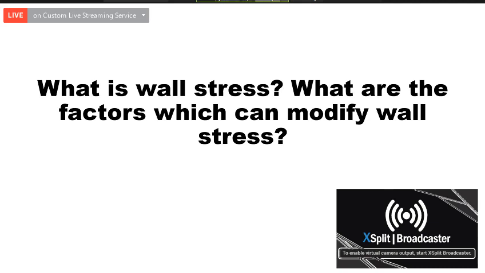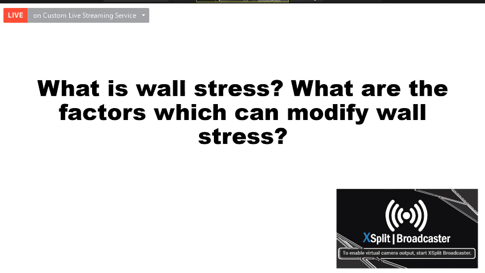And what are the factors which can modify wall stress? These are all interrelated: afterload, wall stress. And also you should know what the factors are which modify the wall stress. The thickness and the cavity of the chamber, the diameter of the chamber, so radius, and thickness of the myocardium.